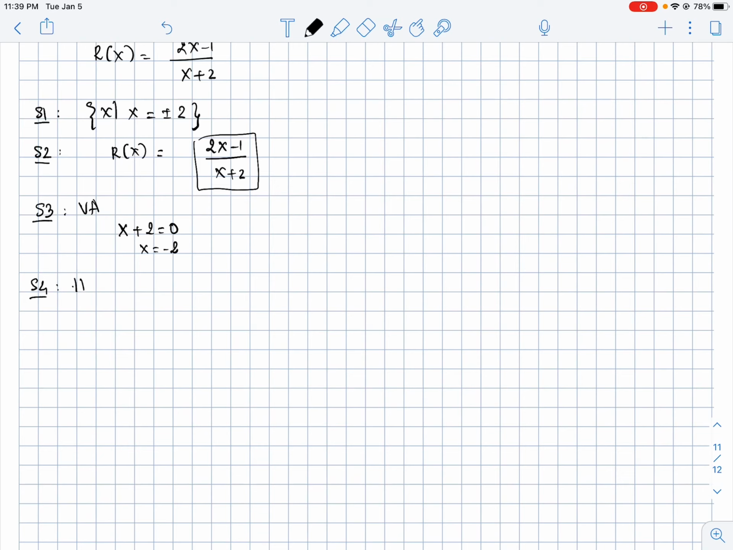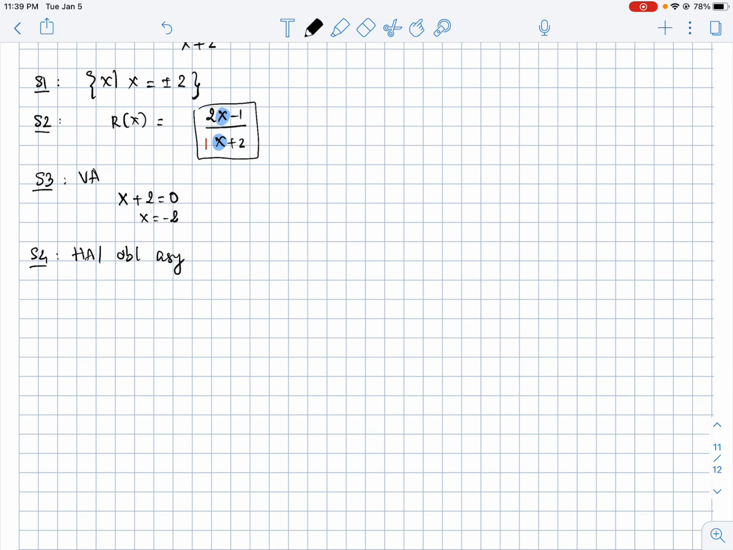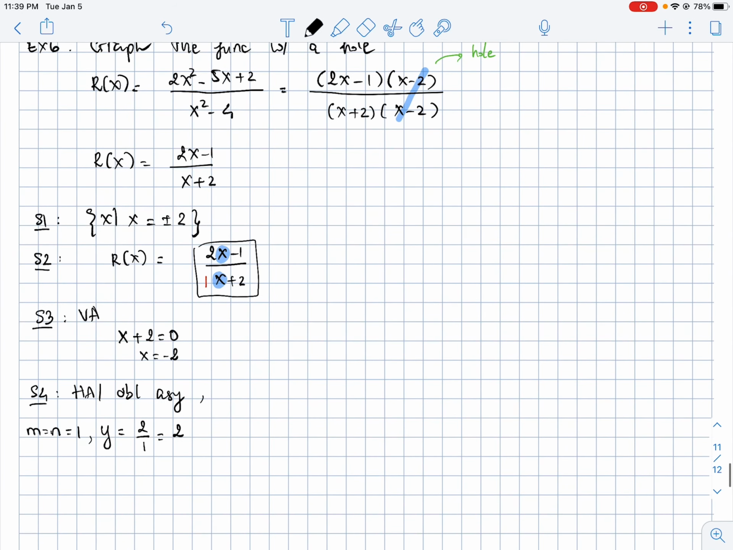The horizontal asymptote or the oblique. We look at the degrees. The degree for the numerator is 1. The degree for the denominator is 1. So the horizontal asymptote will be the number in front of the x, a over b. So we have the horizontal asymptote in this problem because we have the case that m is equal to n and is equal to 1. The horizontal asymptote is 2 over 1. You can simplify and you got the answer is 2.